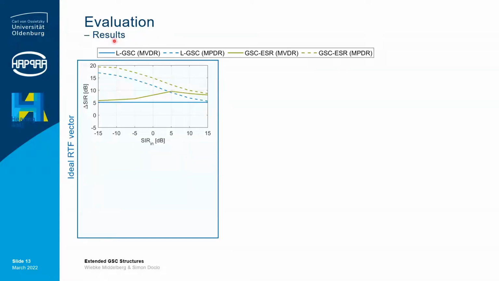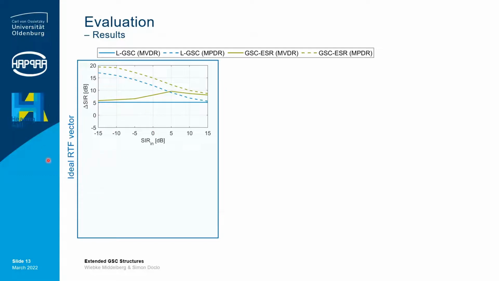The 4 algorithms that you see here are the local GSC in blue, which only uses the hearing aid microphones, once as an MVDR and once as an MPDR implementation with a dashed line. Furthermore, in green here, we have the extended GSC structure, which also incorporates the external microphones, again as an MVDR with a solid line and an MPDR with a dashed line.